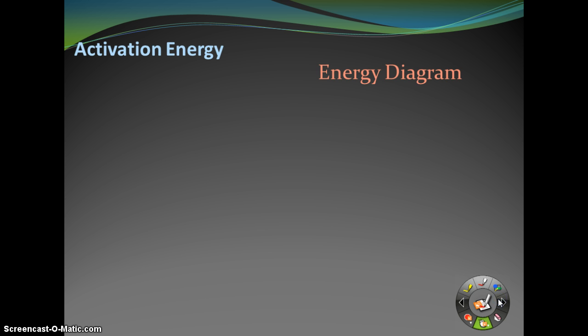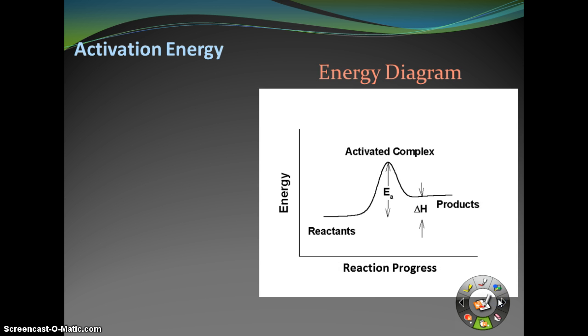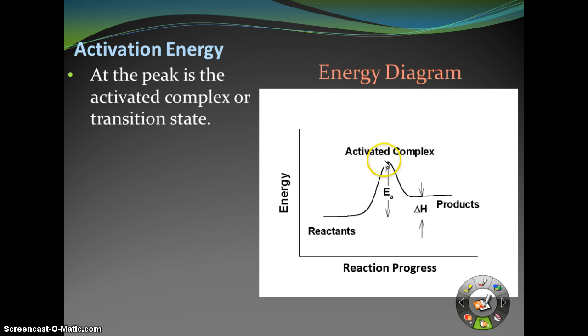So for the activation energy, you're going to have to look at an energy diagram here. I do need you to draw this. Some points up here at the top, this is your activated complex. This is that transition state where you're going from reactants to products. The energy from where your reactants' energy is to the top of that is the activation energy. How much energy do you have to put in to get to that activated complex so that you can produce products?